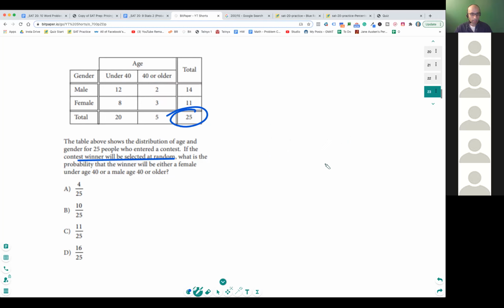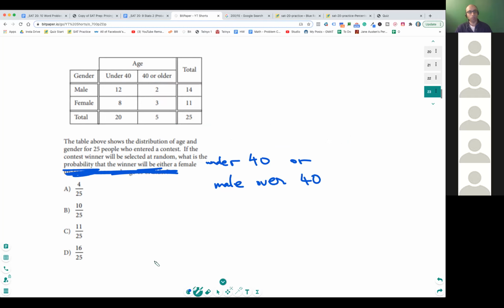Okay, so let's try one more of this type. What is the probability that the winner will be either female under 40 or male over 40?